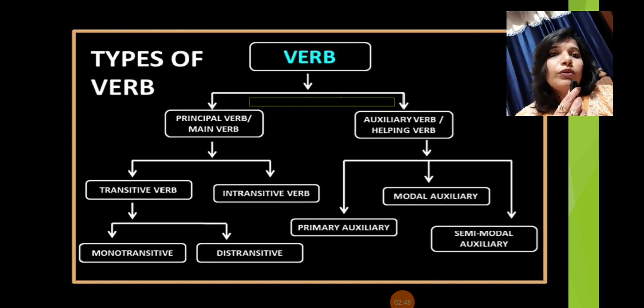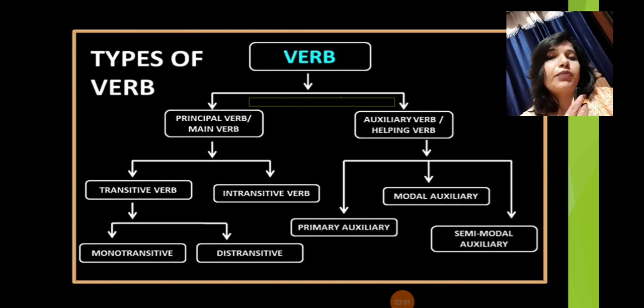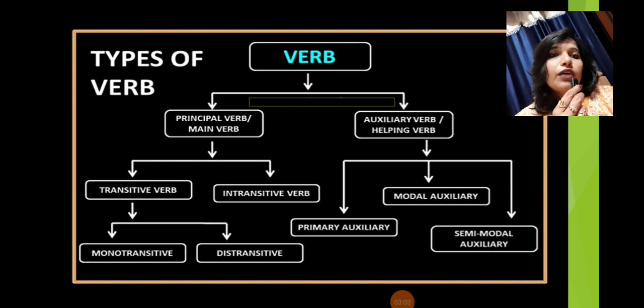Okay, so now let's start with the auxiliary verbs or the helping verbs, which can be divided into three parts, that is the primary auxiliaries, modal auxiliaries, and semi-modal auxiliaries. So the primary auxiliaries we are going to study one by one. Let's switch to the next slide.